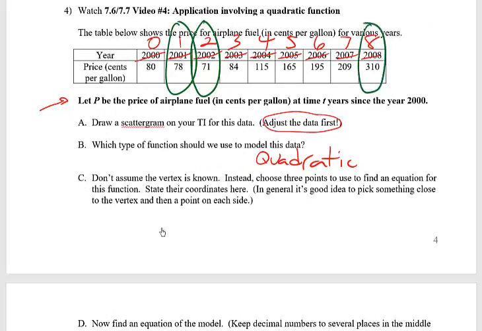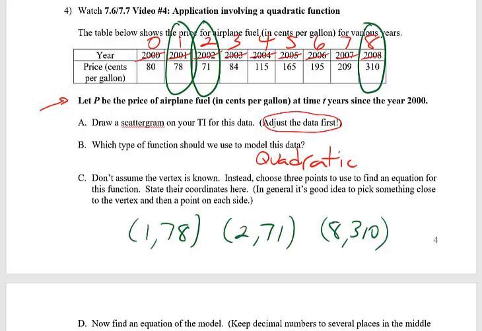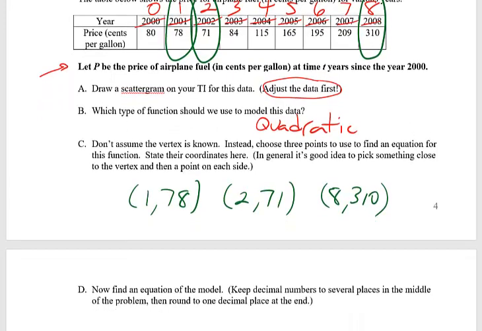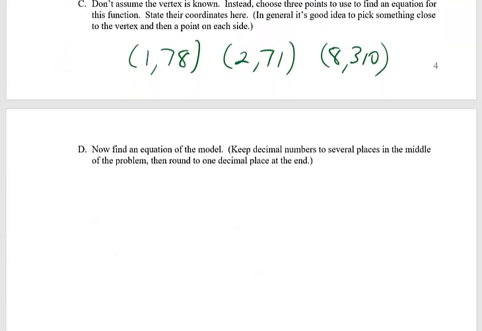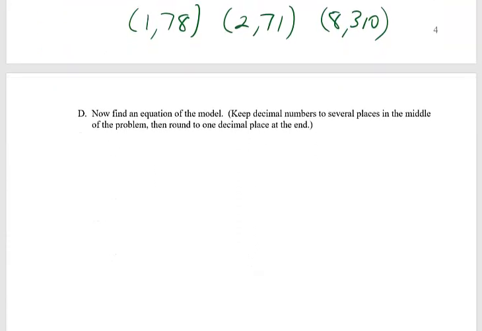Let's write down the coordinates of those 3 points here. It would have been very difficult to know which points to pick without making that scattergram. Now that we have our 3 points, though, we can go ahead and find the equation of the model. We're just going to run through the same steps we did in the last video. We're using standard form here. Let me jot that down as a reminder.